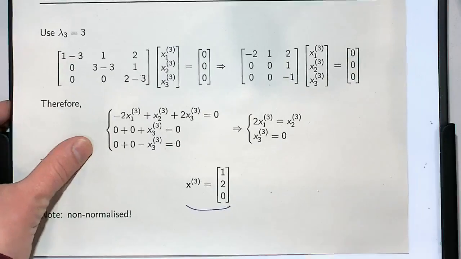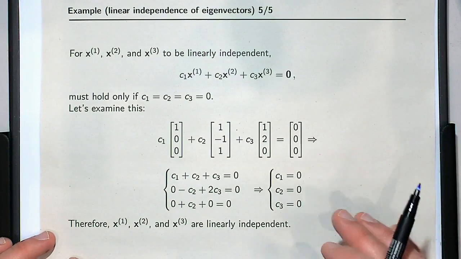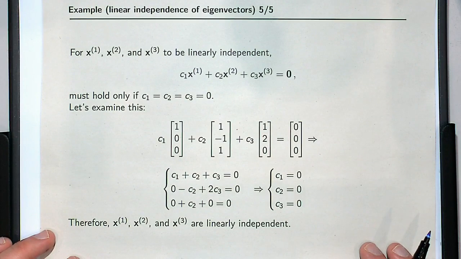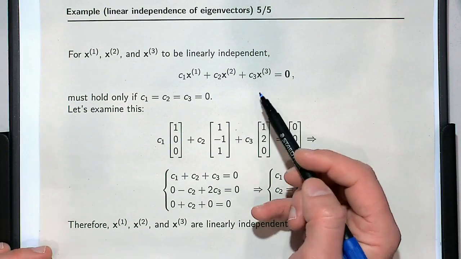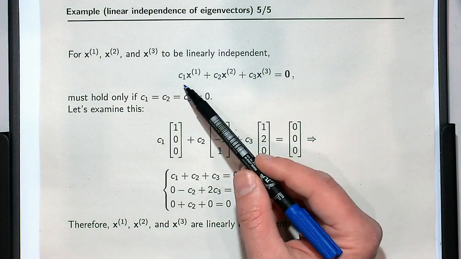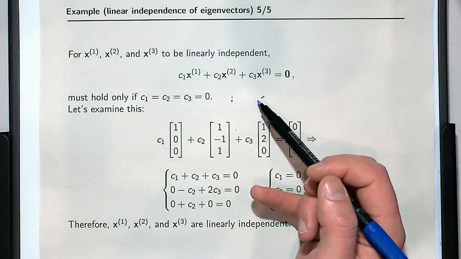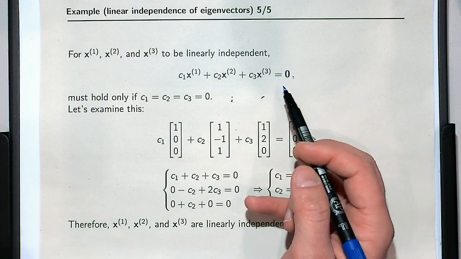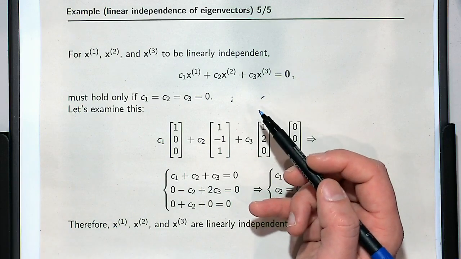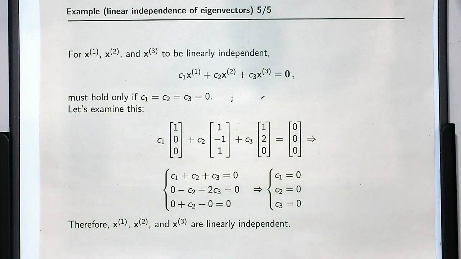And now we come to this problem. Do we have linearly independent eigenvectors or not? As we said, in order to check this, we start from this. We have 3 eigenvectors, so we write the linear combination of these 3: c1 x1 plus c2 x2 plus c3 x3, and make it 0. If this holds only if c1, c2, and c3 are 0 at the same time, then we can say that these eigenvectors are linearly independent, meaning that none of them can be expressed in terms of the other two.